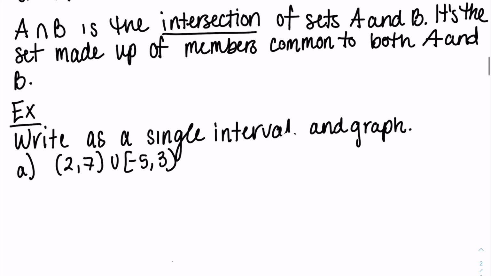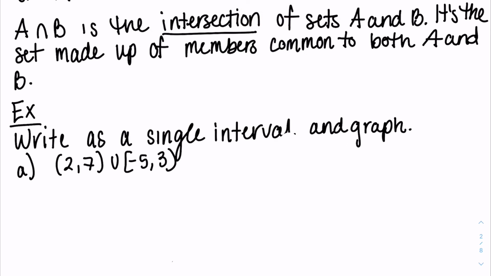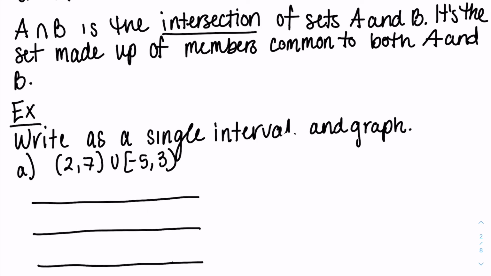So let's look at some examples. Let's write as a single interval and go ahead and graph it. So what I want to do in each of these instances, we've got two intervals that we're combining. I'm going to go ahead and draw each of them. And then I'm going to draw one more to represent my final thing after the operation. So this will be the interval 2, 7. This will be the interval -5, 3. And then this one will be the actual union between these two.